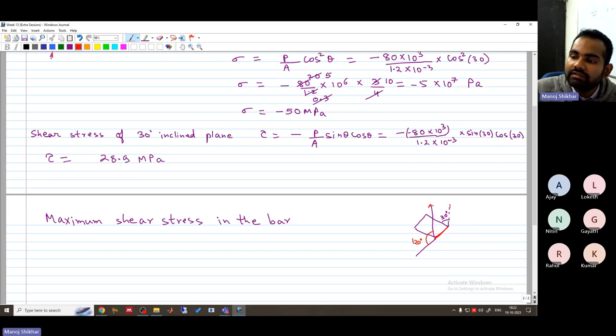If this is our vertical axis, this plane is at 30-degree. This plane is at 30-degree from the vertical axis. And this plane, the bottom plane, I will mark with some other color, maybe black color. This plane is at 120-degree from the vertical axis. So we will have to find what is the shear stress and the normal stress on these planes. Okay.